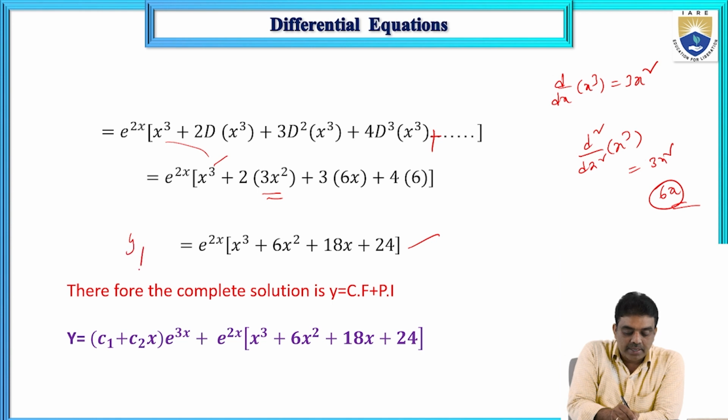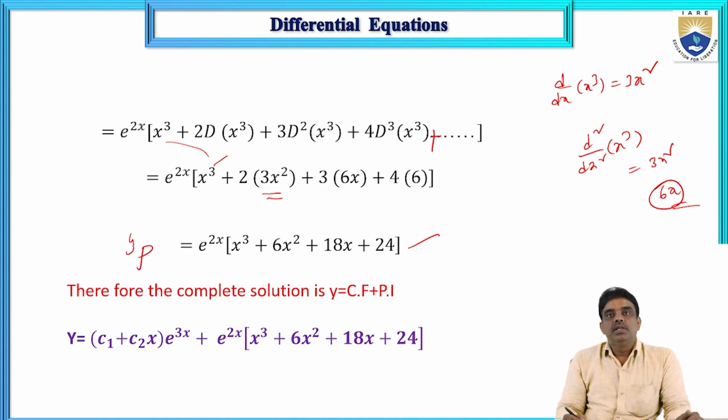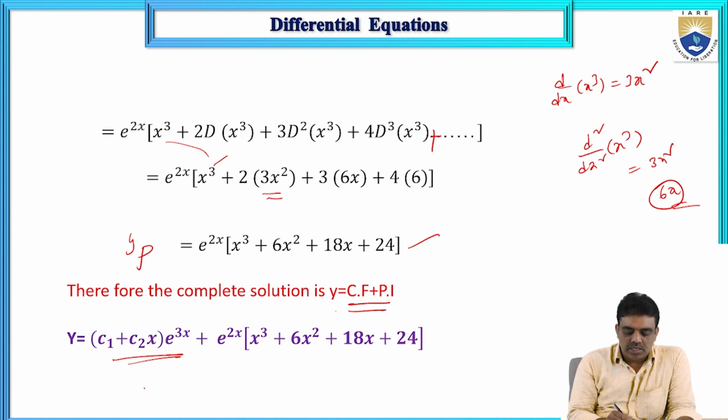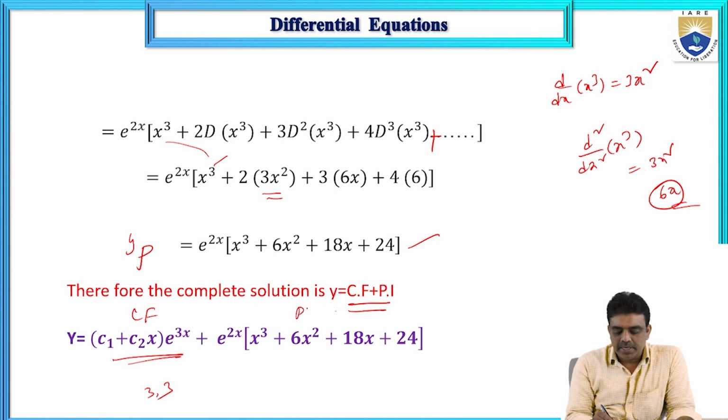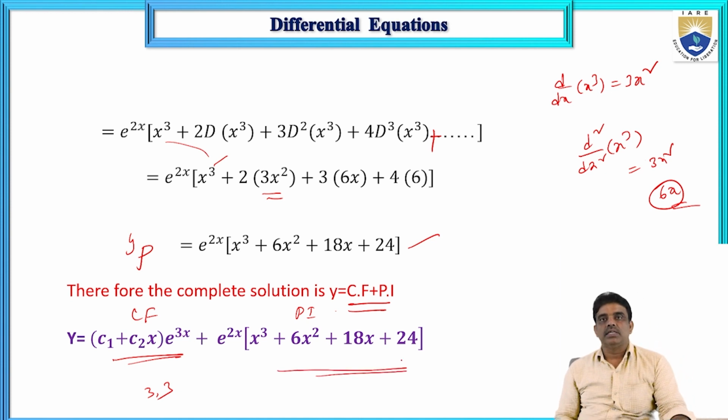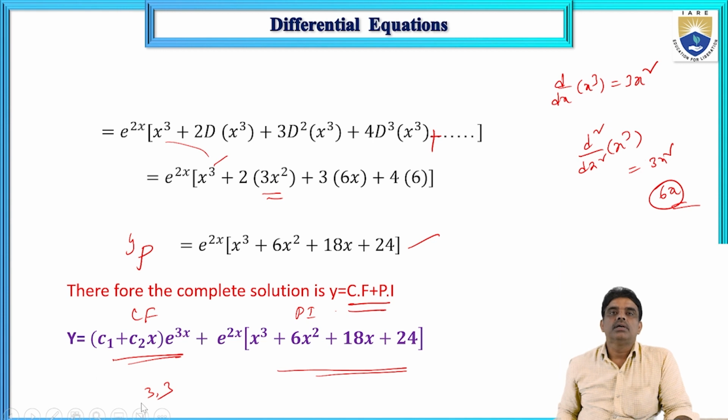What is this? The particular integral yp. Therefore, the general solution or complete solution y is equal to complementary function plus particular integral. So that is c1 plus c2x into e power 3x, because the roots are 3, 3 repeated root, the complementary function will be like this. And the particular integral, already we have solved that, yp is e power 2x into this term. So that is copied down. So this is the solution of the given problem using the shorter method of finding particular integral.